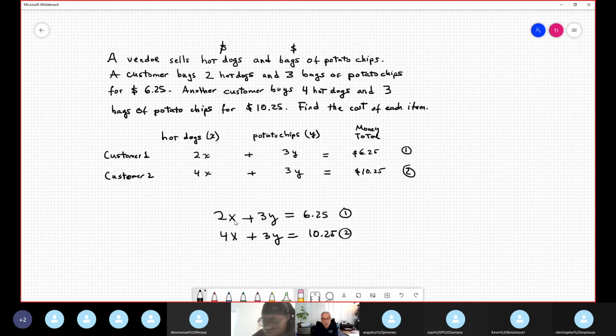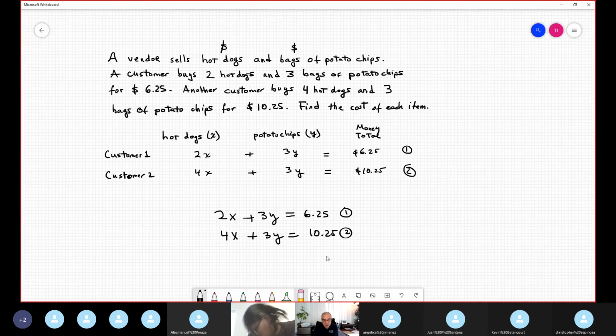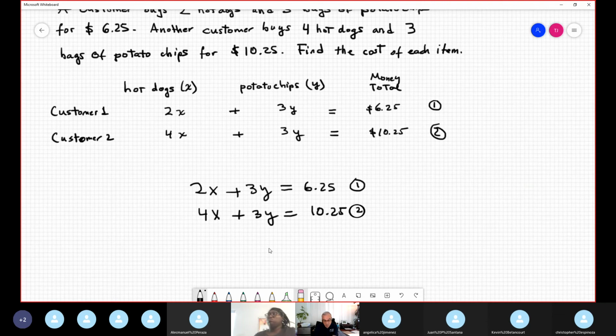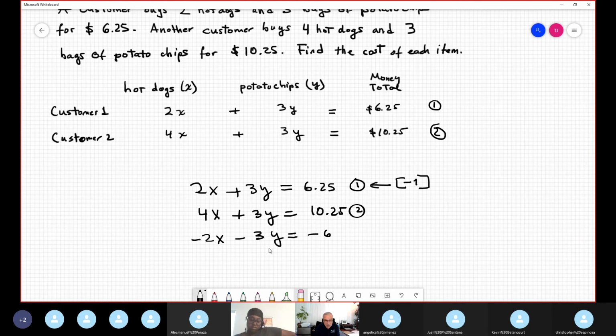So now I propose, for example, this is equation one, this is equation two, I forgot to put the two here. You multiply by negative one, because you take advantage: one is 3y and the other is 3y, it would be fantastic. Either way, you multiply the first by negative one or the second by negative one. I prefer the first one, I suppose because it's easier. So you multiply equation one by negative one, and we have negative 2x minus 3y equals negative 6.25.